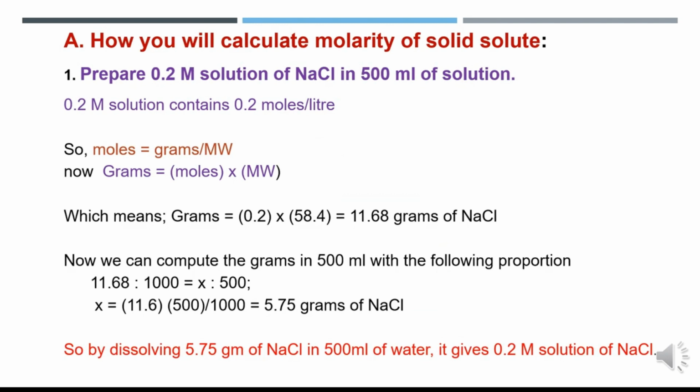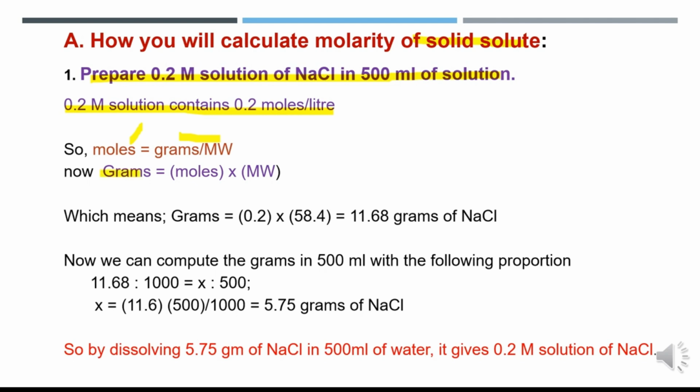Now we are taking some examples to explain how we can prepare the molar solutions for different types of solutes. First, we are taking the solid solute. The example is to prepare 0.2 molar solution of NaCl in 500 ml solution. So 0.2 molar contains 0.2 moles per liter. As you know, moles are equal to grams per molecular weight. Now what you have to calculate here? You know the moles, you have to calculate the grams.